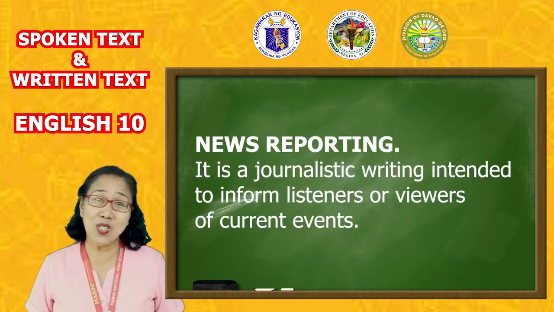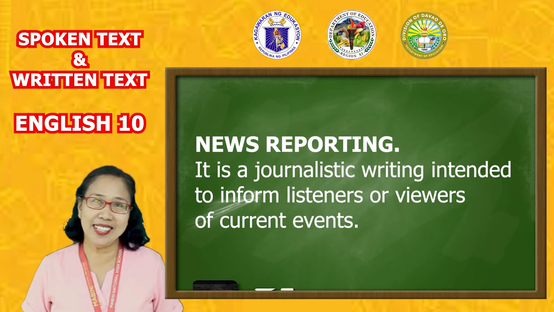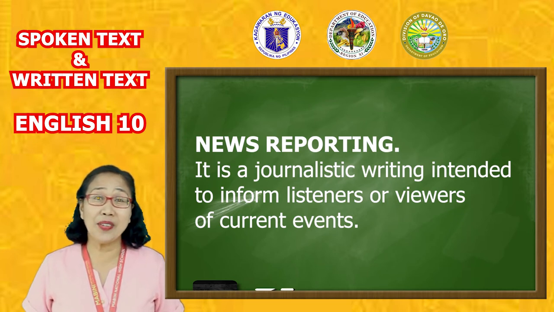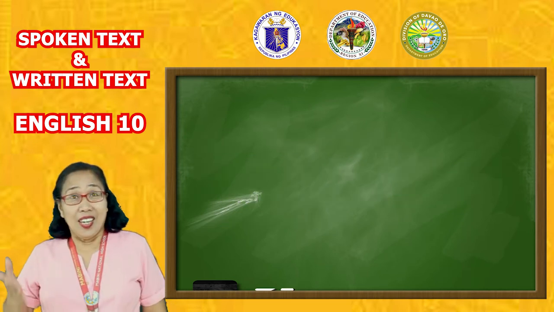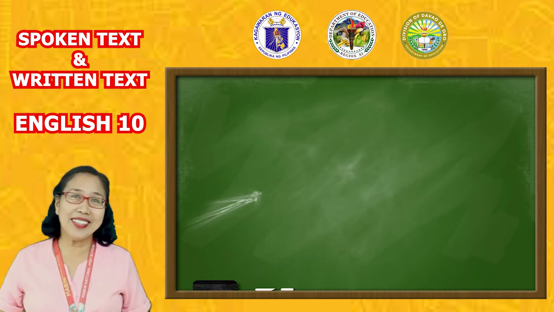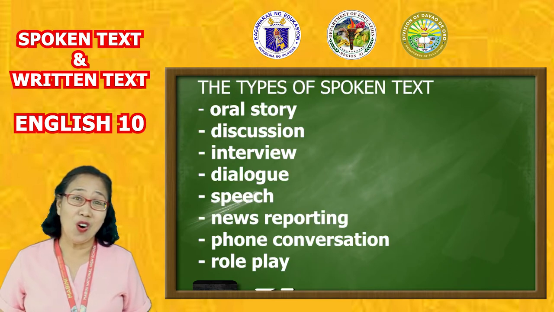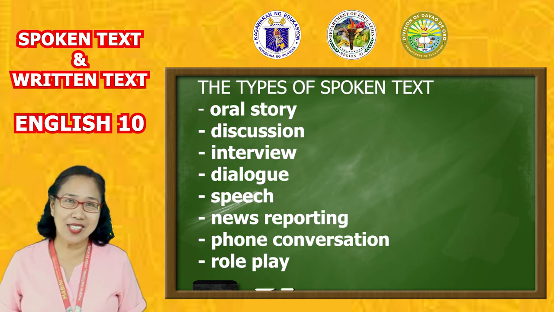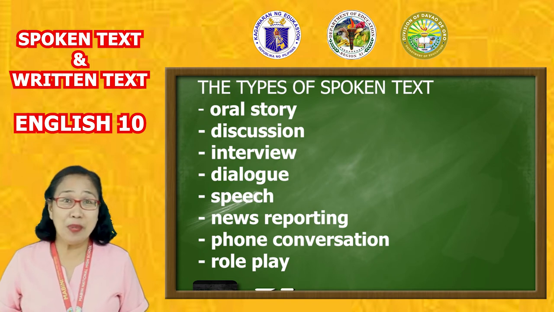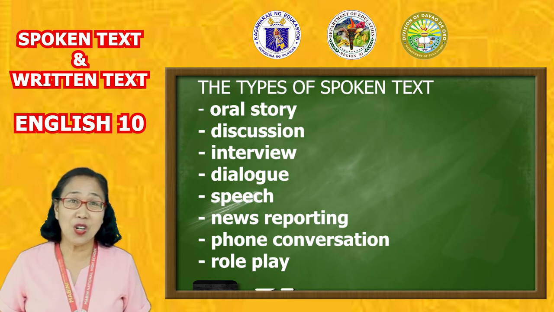Eighth is news reporting. It is a journalistic writing intended to inform listeners or viewers of current events. Here is an image of a news report. Those are the types of spoken texts, which include oral story, discussion, interview, dialogue, speech, news reporting, phone conversation, role play.